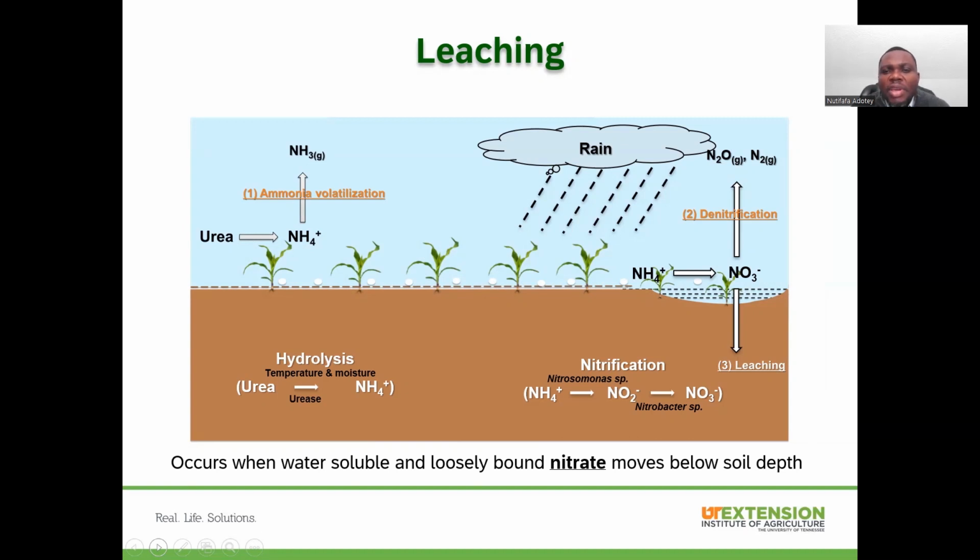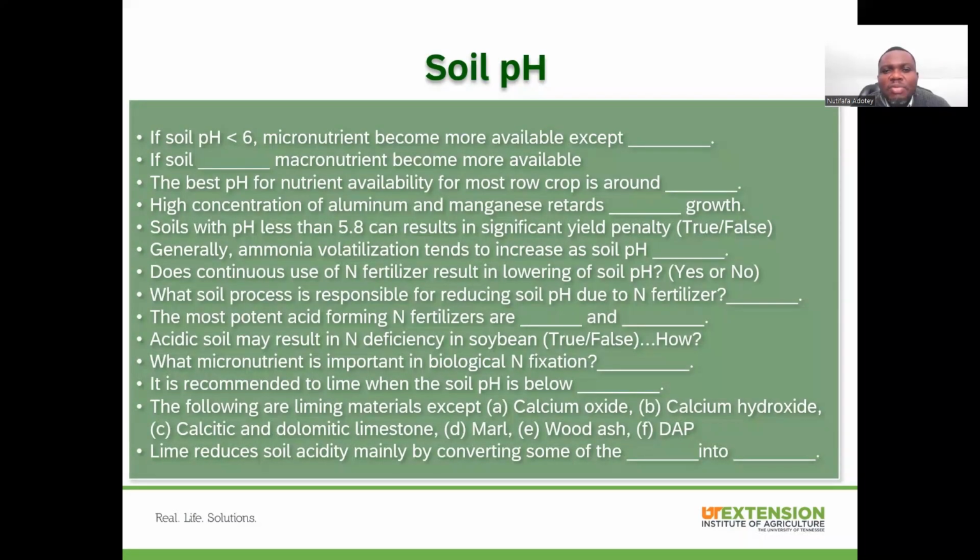So these are the main ones, but there are also relationships between soil pH and nutrient availability, soil pH and nitrogen fixation, soil pH and nitrogen sources, and a whole host of other factors.